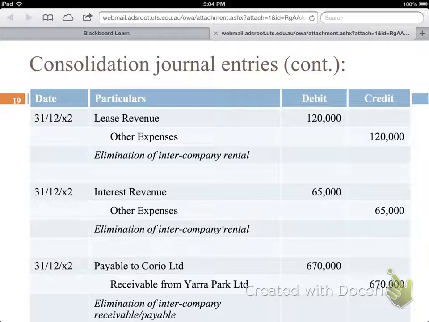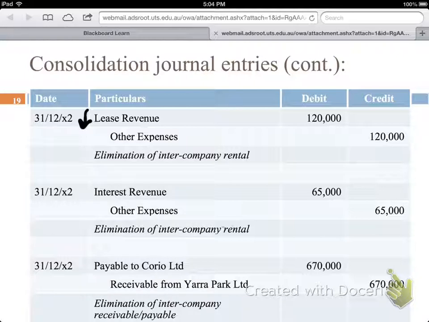Next, we're going to do consolidation entries to get rid of intra-group transactions. The first information provided in the question is that Corio provides a lease to Yara. So what's happened is an operating lease. Corio would recognize a lease revenue using a credit. All we're trying to do here is eliminate these entries in full because they're intra-group transactions, and from the group's perspective, they did not happen. So what we're doing here is decreasing the lease revenue recorded by Corio. So we're trying to get rid of it.